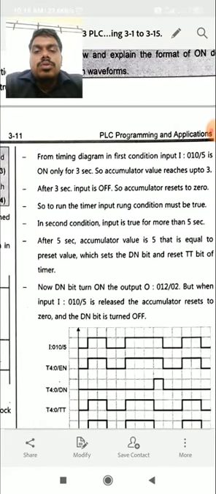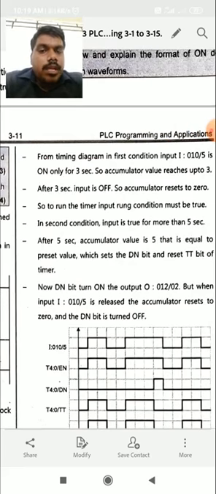So to run the timer, the input run condition must be true. If it is not true, then the timer will be off.